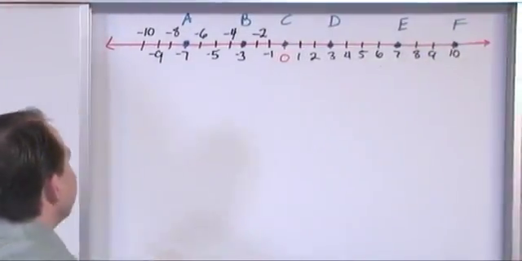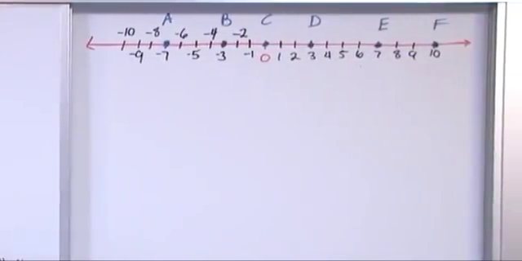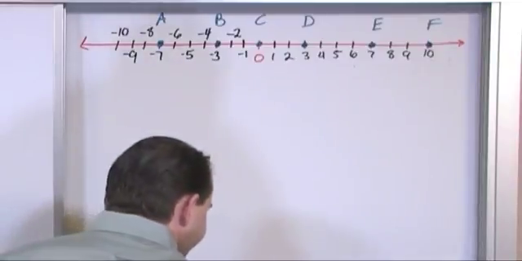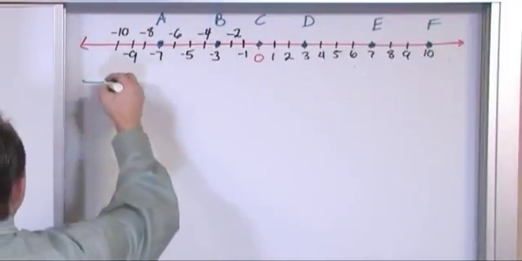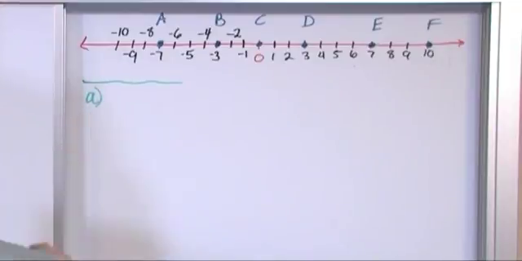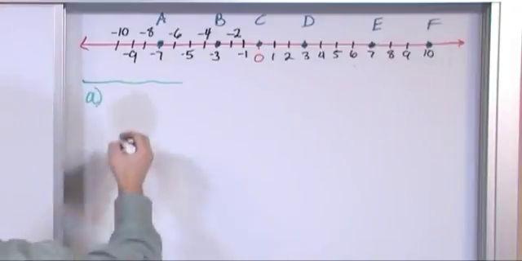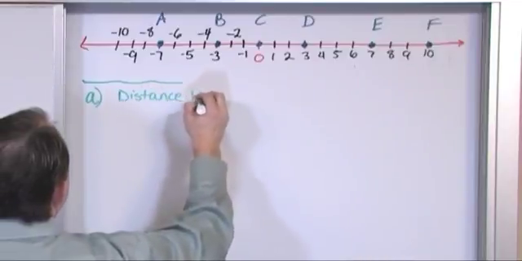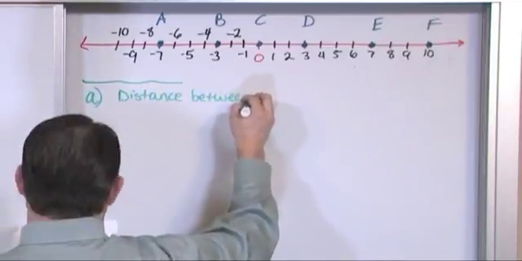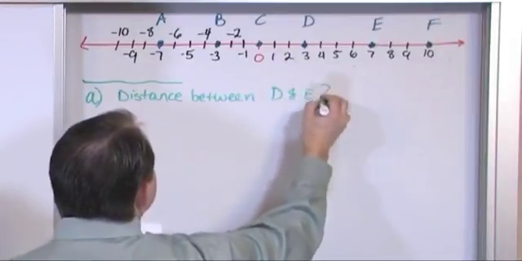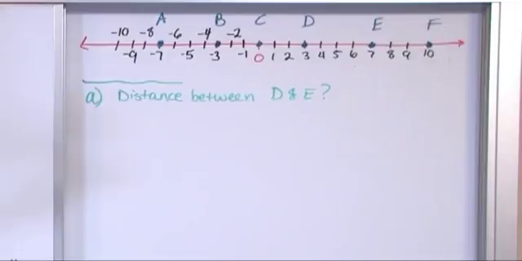All right, so we have these points. I mean, there's nothing significant about them other than I just put them there as a label. So what I want to know is, I'm going to ask a few questions. And the first one is going to be, what is the distance between D and E? The points D and E, the distance between the points D and E.